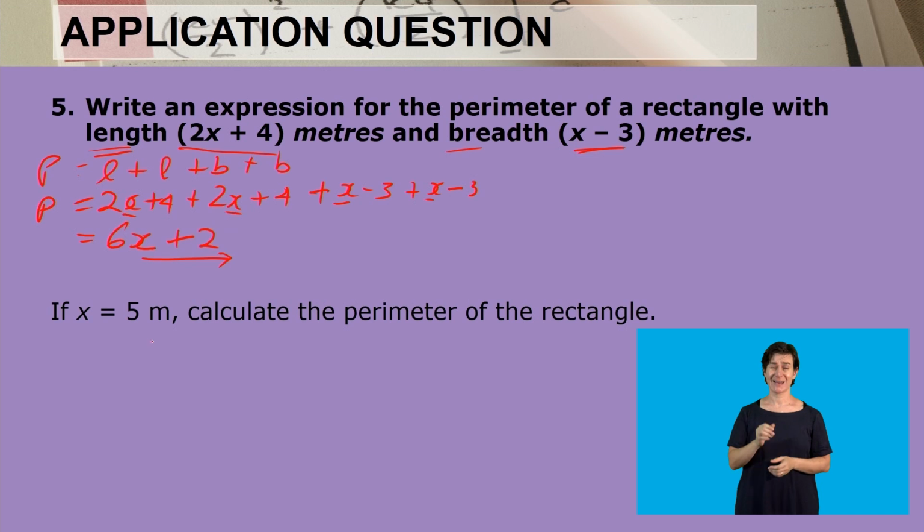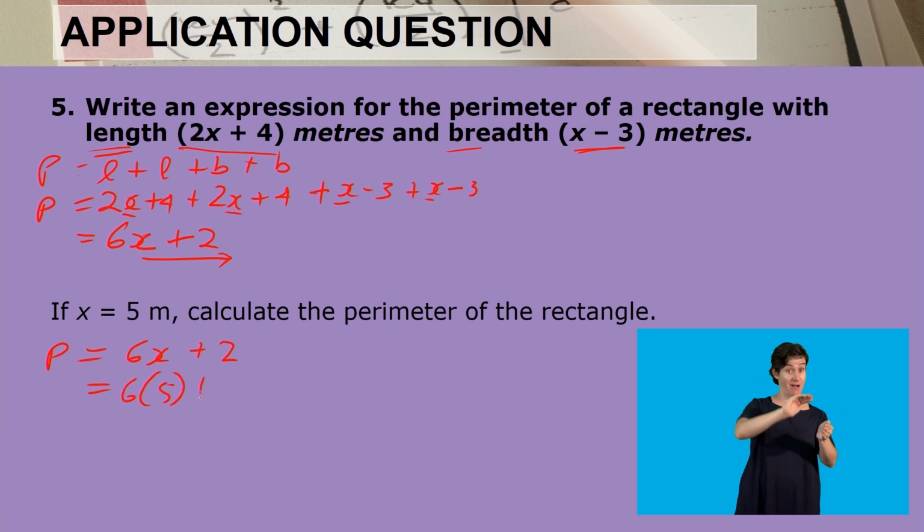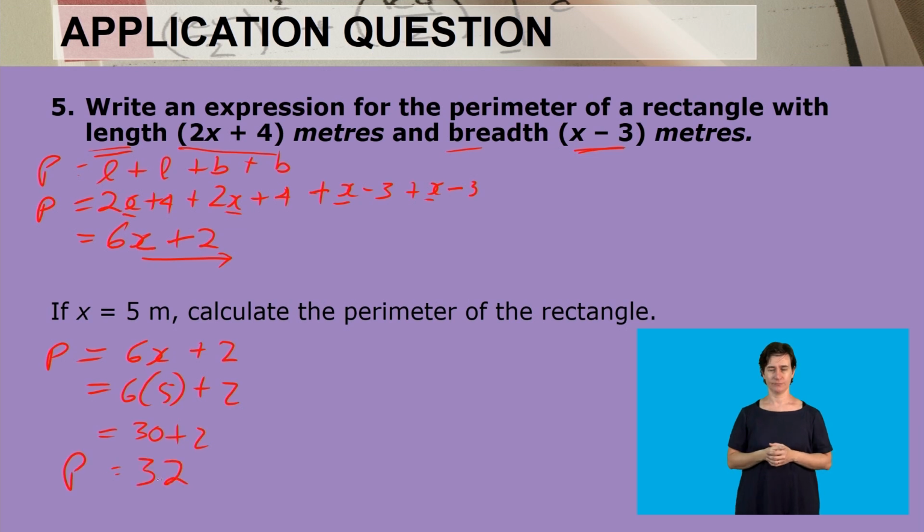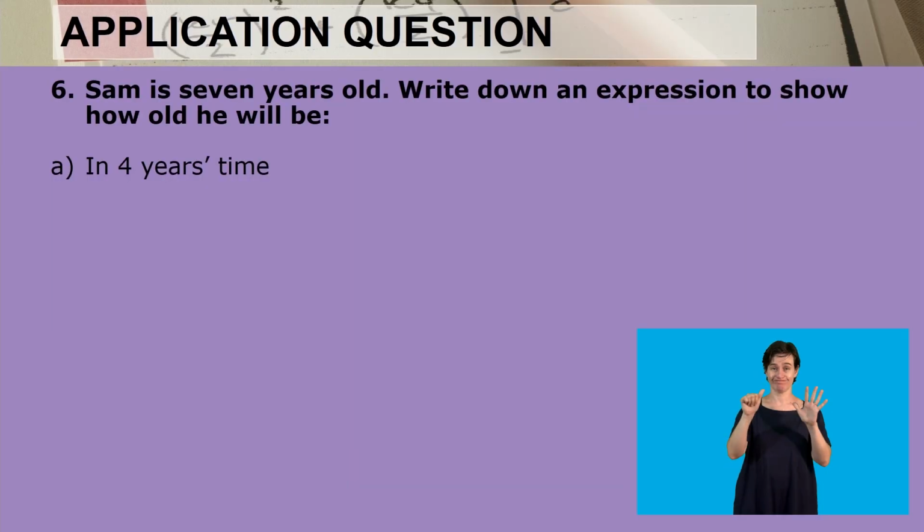Now they say, if x equals 5, calculate the perimeter of that rectangle. So P would be given by 6x plus 2, and in the place of x we now have 5 plus 2. 6 times 5 is 30 plus 2, so the perimeter would be given as 32 meters. The unit meters shows that we understand what we are calculating. So it will be 32 meters. Let's look at the next question.